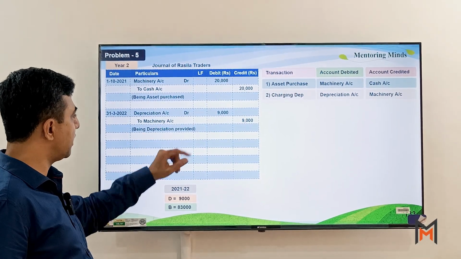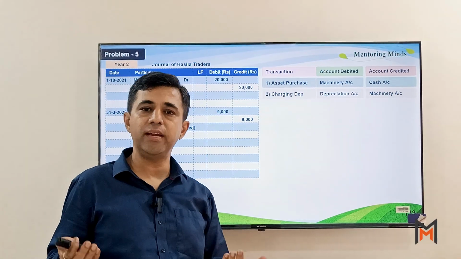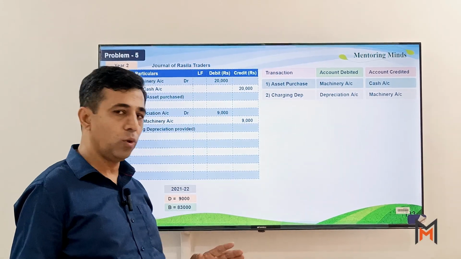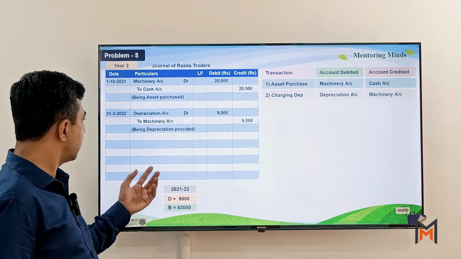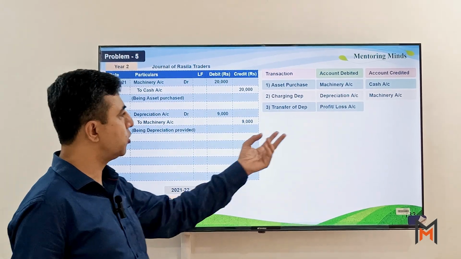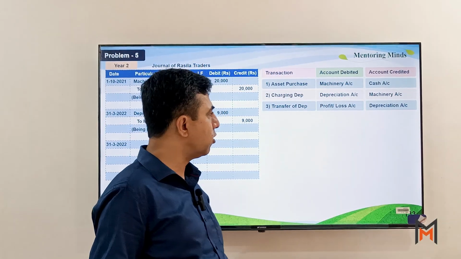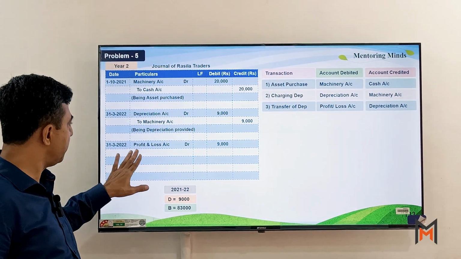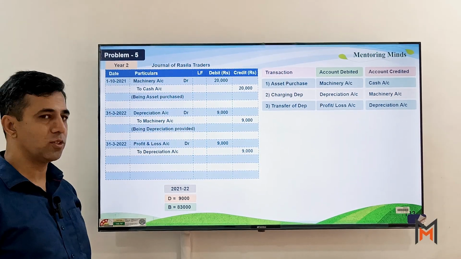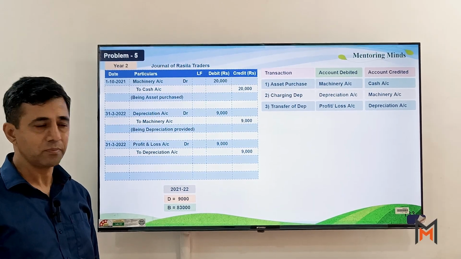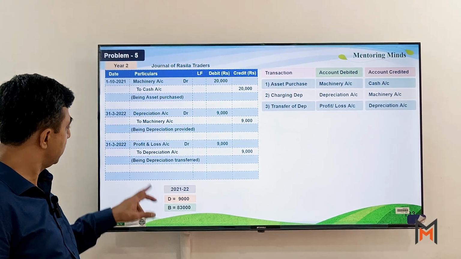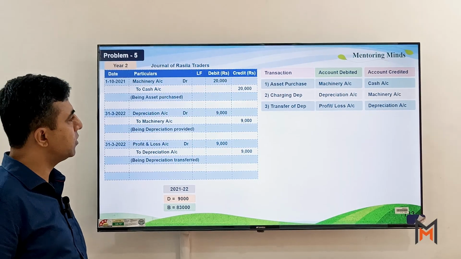Narration being depreciation provided or being depreciation charged. जो अच्छा लगे हम लिख सकते हैं. The third is transfer of this depreciation to profit and loss. So profit and loss to depreciation. Same entry we are going to write here, profit and loss to depreciation account. Now in the third year, narration being depreciation transferred.